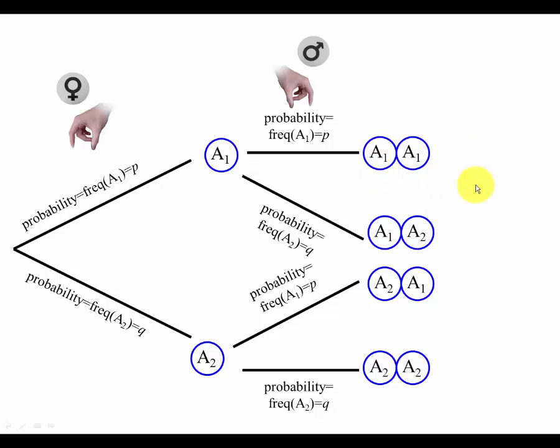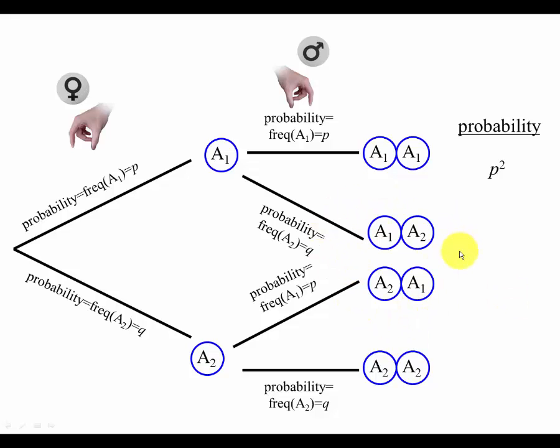So what is the probability that any randomly chosen offspring in this population will have the genotype A1-A1? Well, in order for that to happen, two events have to occur. Mom has to pull out an A1 allele, and then Dad has to pull out an A1 allele. This happens with probability P, and this happens with probability P. So you get this genotype with probability P times P equals P squared.